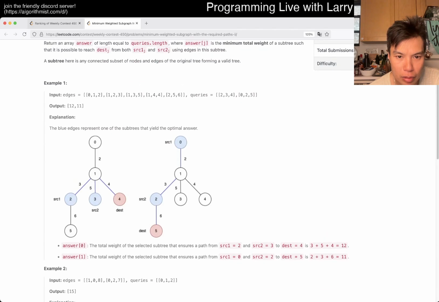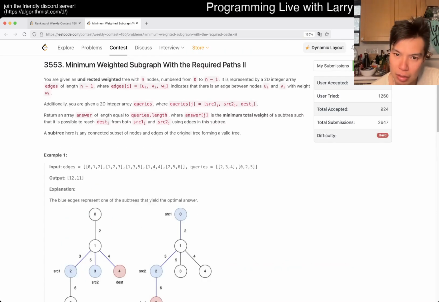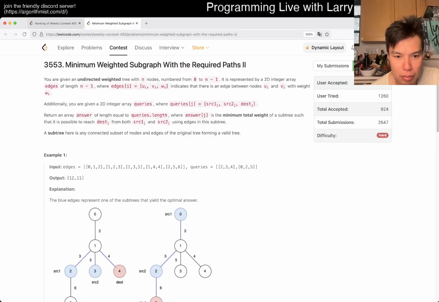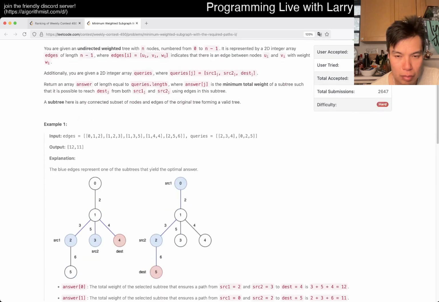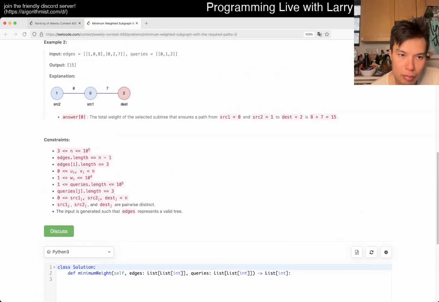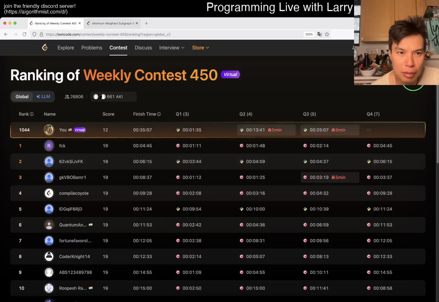0, 2. I mean, it's just like the whatchamacallit. Just combine the trees or whatever, right? Or to combine the paths. This is 7 pointer.